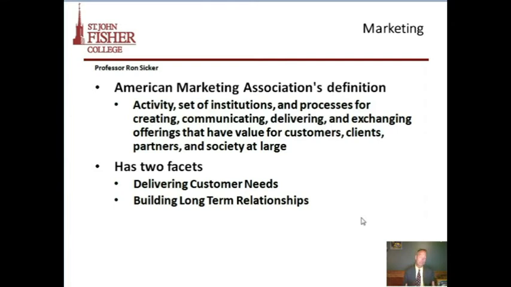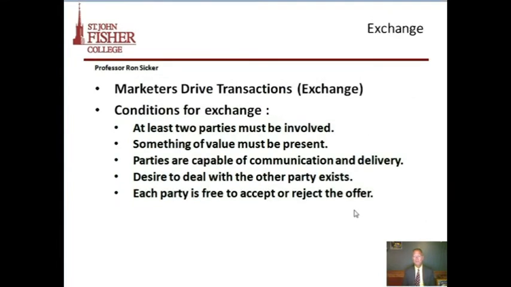We want repeat customers. If you think about marketing, marketing is everything that has to do with the customer. And that means we're driving products and services, we're promoting and communicating to the customer, we're trying to drive delivery and service to the customer, and we're also trying to find the price point that the customers will buy. So marketers drive transactions. We drive exchanges. That's what we're all about.